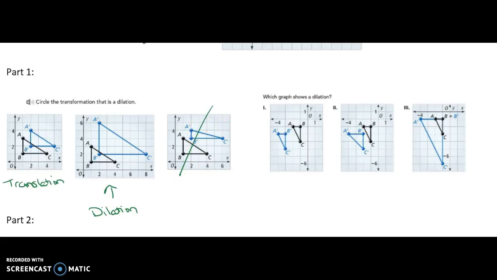Over here we have this one, which has been translated. This one has changed the shape entirely. And with that, we're going to go ahead and cross that out. This one has enlarged from that small black square to the larger blue square. So this one is a dilation.